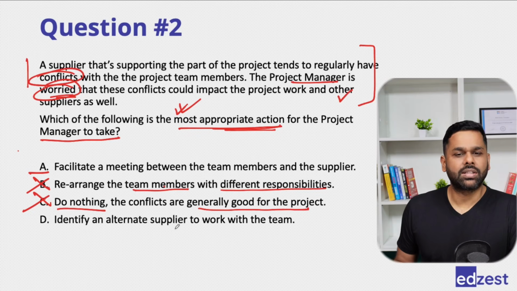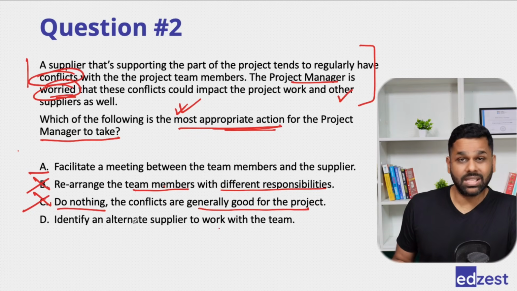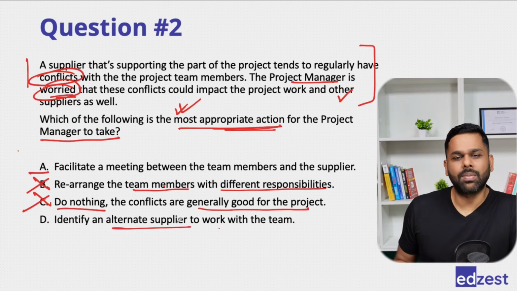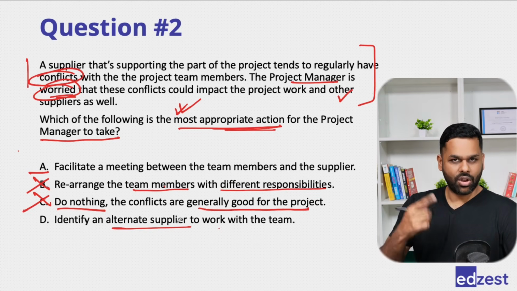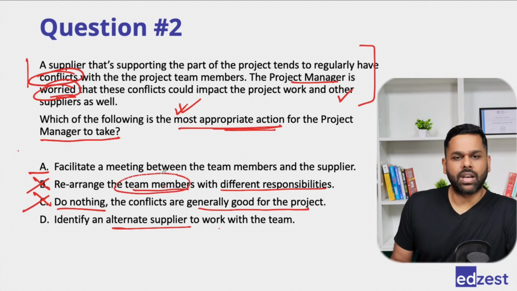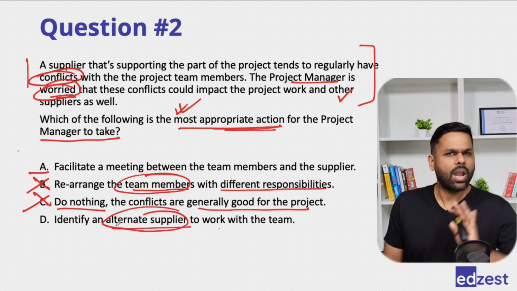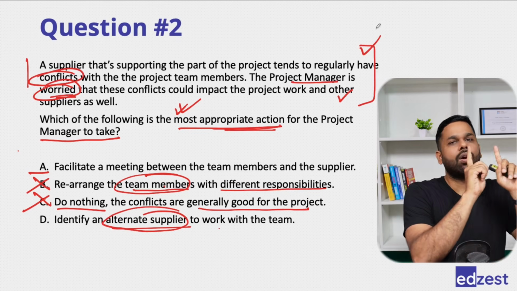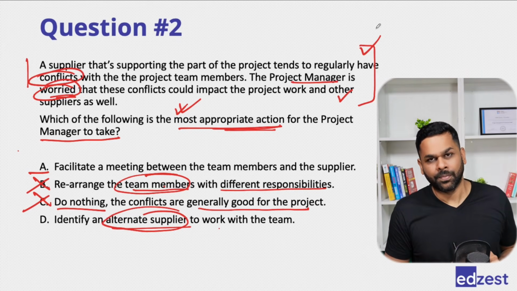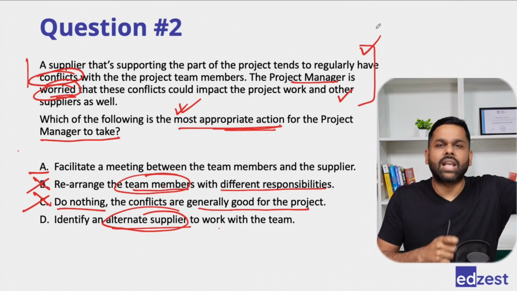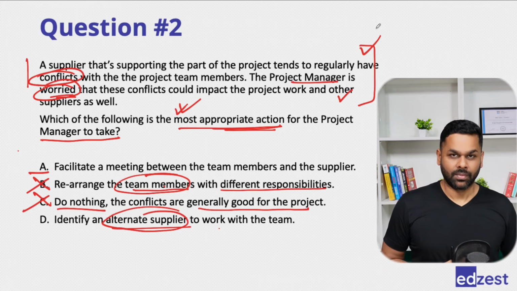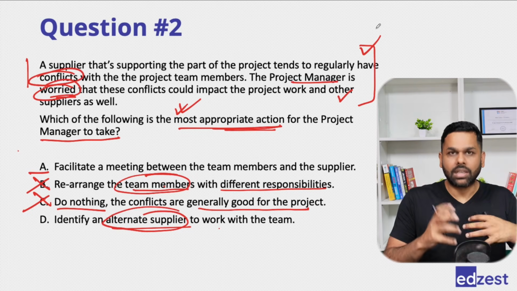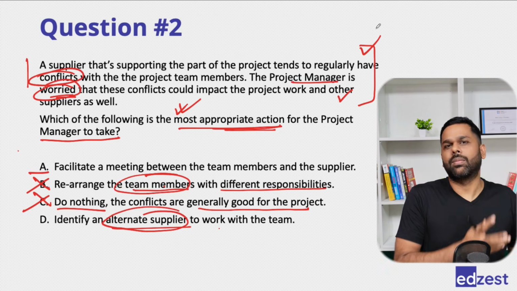Identify an alternate supplier to work with the team. Now in this case, we are assuming that the supplier is at fault. In option B, we thought team members were at fault. In option D, we are assuming supplier is at fault, while nothing in the question suggests so. Question only says that there has been conflict between the supplier. What if the team members don't like that supplier? Right? And it is being created by the team members, not that supplier.